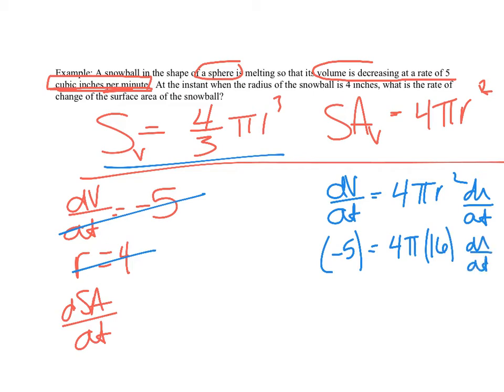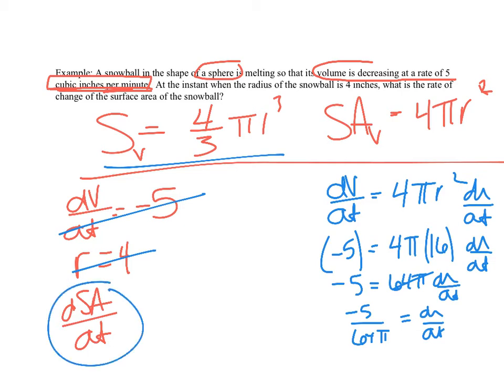Now look how convenient that was. I was easily able to get dr/dt. So I've got negative 5 equals 64 pi dr/dt, so negative 5 over 64 pi equals dr/dt. I just divided all that over. Okay, so now what is the rate of change of the surface area?